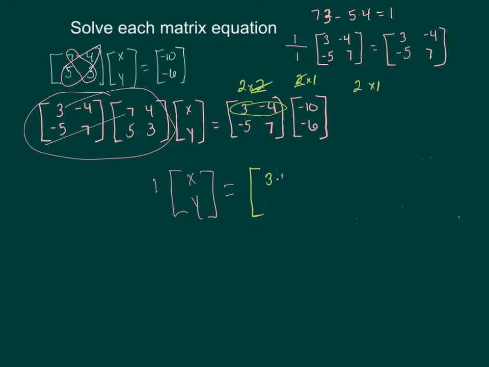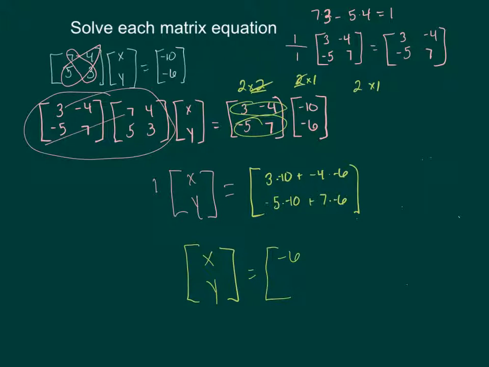So to find our top row, we take our top row, multiply by the column. So 3 times negative 10 plus negative 4 times negative 6. Then for the bottom, we take the bottom row, multiply by the column. So negative 5 times negative 10 plus 7 times negative 6. And then when we simplify that, 3 times negative 10 is negative 30 plus 24, that would be negative 6. Here we would have 50 minus 42, so that would be 8. So x equals negative 6 and y equals 8.